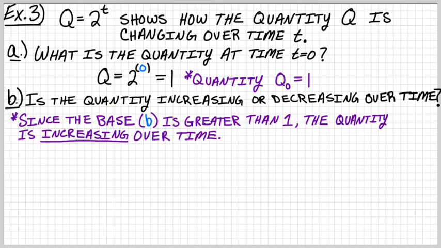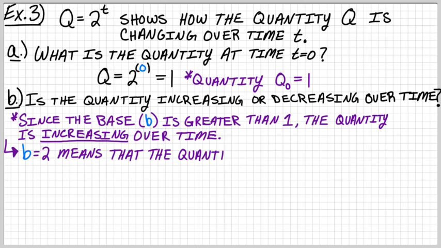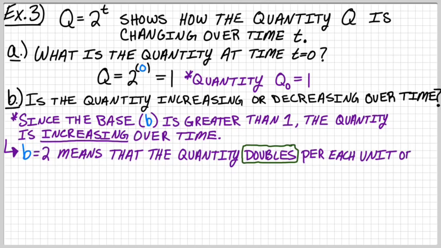In fact, the fact that b is bigger than 1, like b equals 2, means the quantity is actually doubling, like the pennies that we looked at. The quantity doubles for each unit of time. I didn't say what it was. It could be weeks, could be months, could be years, but it doubles per each unit of time. I want to make sure and use that notation and that wording because that's what our book uses.